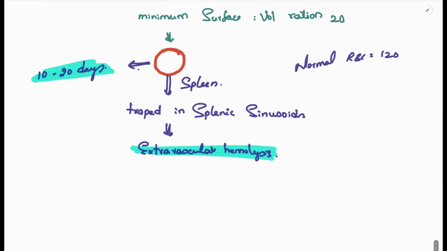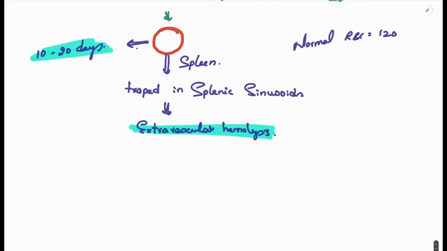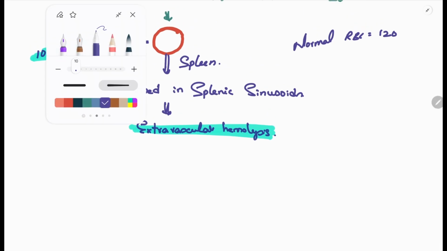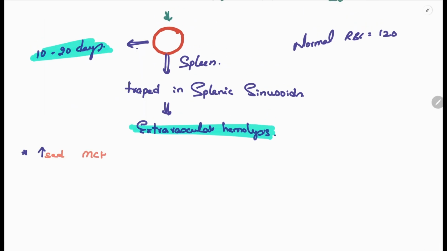Next, the most important thing that you should remember is that there will be an increased MCHC value. Why? Because it is spherical in shape, there will be loss of water and potassium due to dehydration, hence the increased MCHC value.